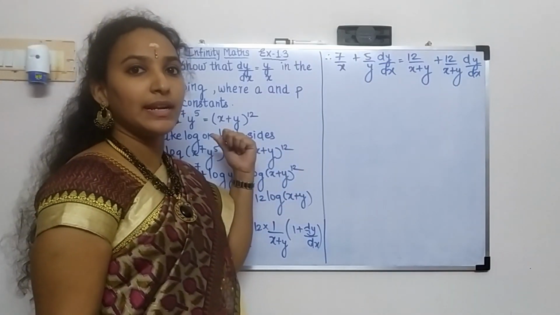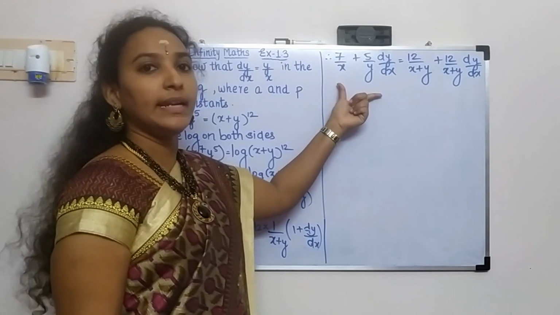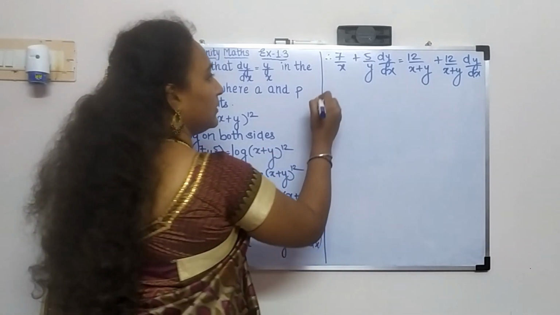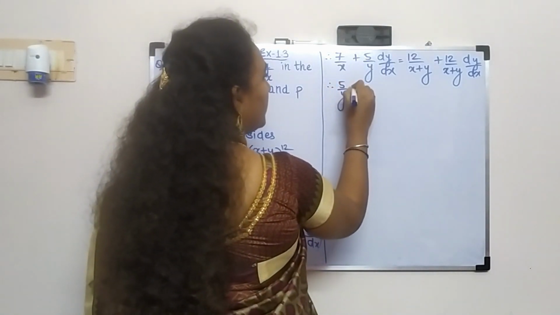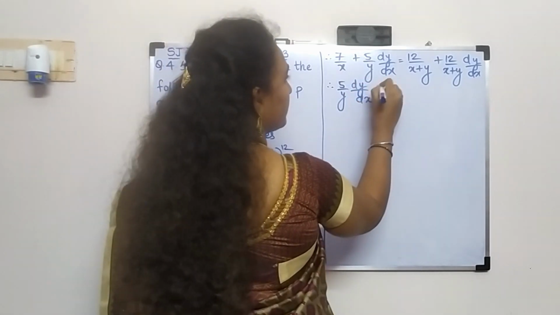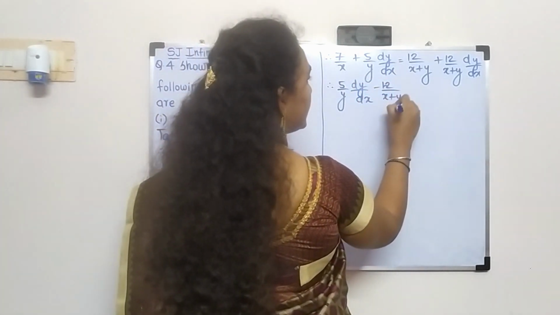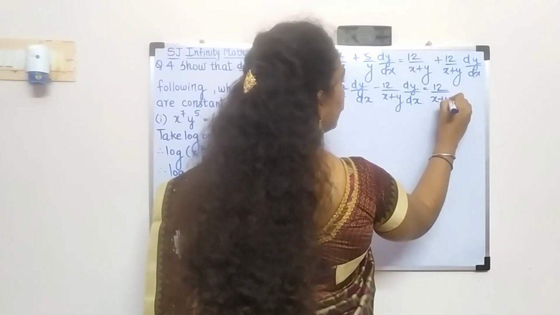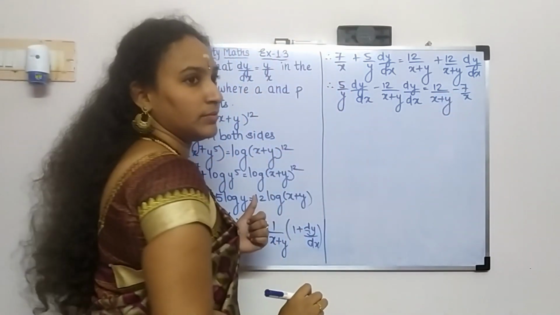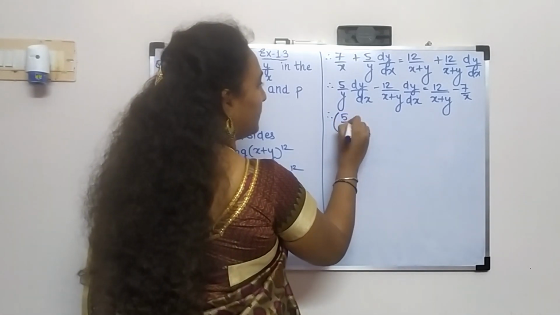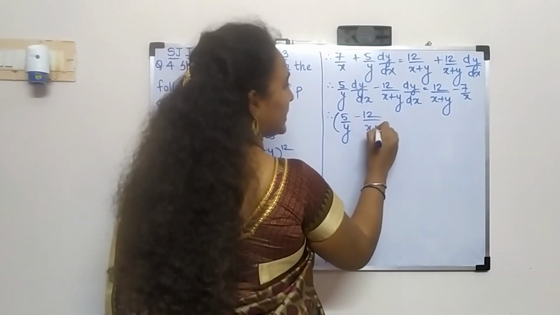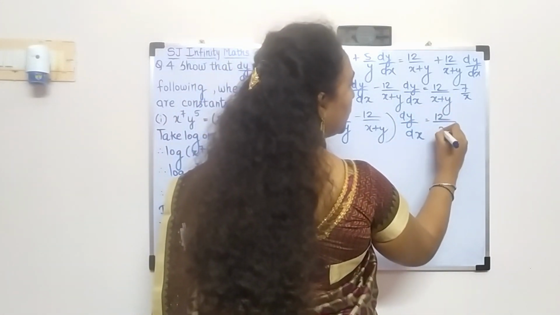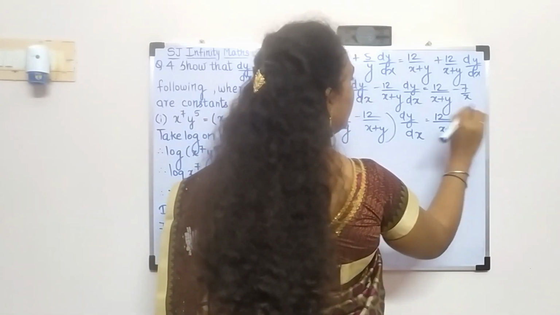As discussed earlier in question number 3, here also we will be collecting the dy by dx terms on the left hand side and other terms on the right hand side. Therefore, 5 upon y dy by dx minus 12 upon x plus y dy by dx is equal to 12 upon x plus y minus 7 upon x. Therefore, 5 upon y minus 12 upon x plus y, multiplied with dy by dx, is equal to 12 upon x plus y minus 7 upon x.